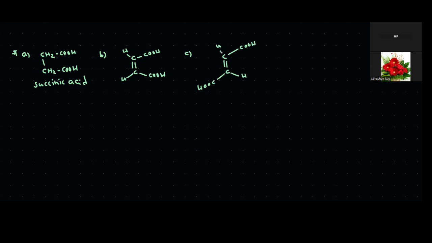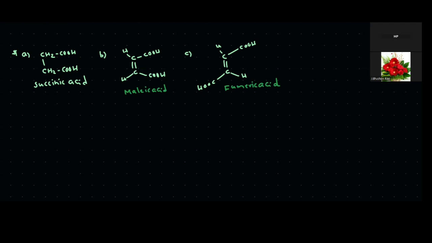Then, coming to the second and third, B and C compounds. One is maleic acid, another one is fumaric acid. Which one is maleic? The second one is maleic acid. Now, the third case is fumaric acid. So these are the compound names: maleic acid, fumaric acid, succinic acid. In these three cases, which one is more acidic? That we have to identify.